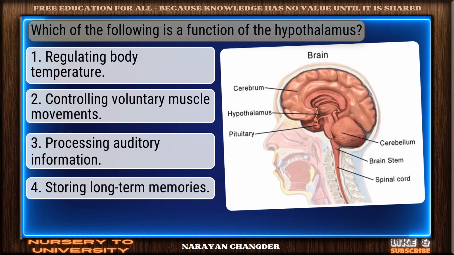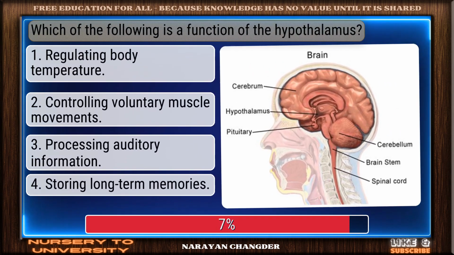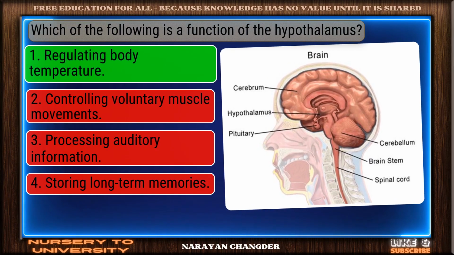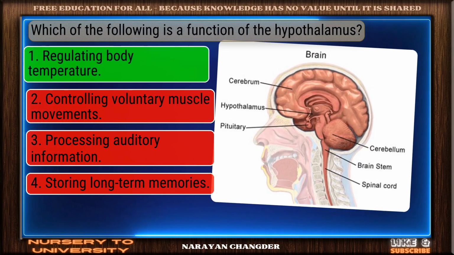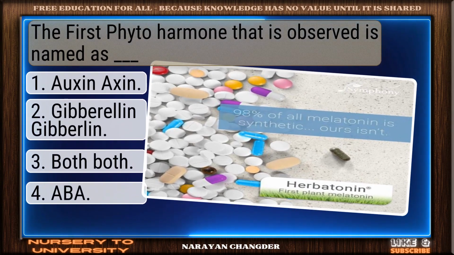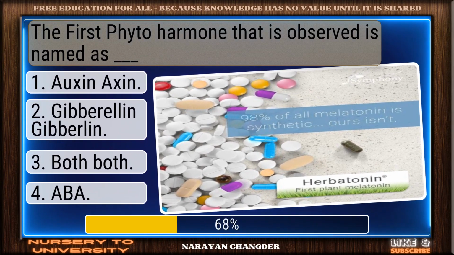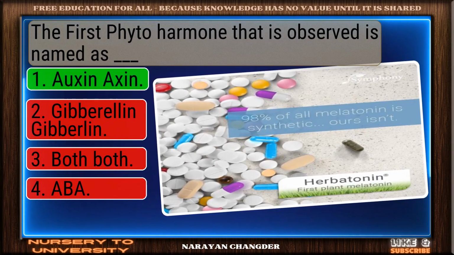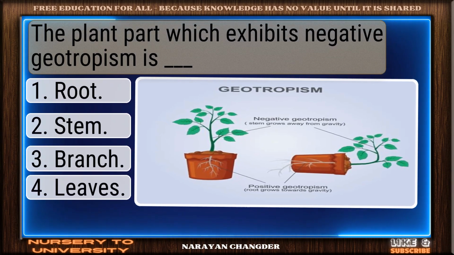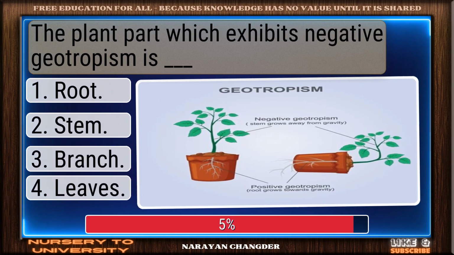Which of the following is a function of the hypothalamus? Perfect. Regulating body temperature is the one. The first phytohormone that is observed is named as dash. Exactly. Auxin makes sense. The plant part which exhibits negative geotropism is dash.